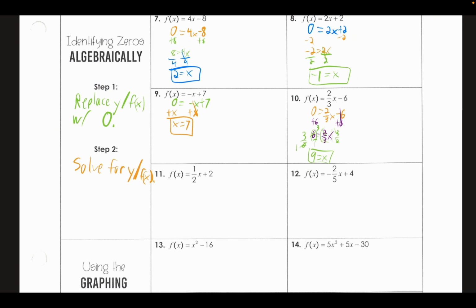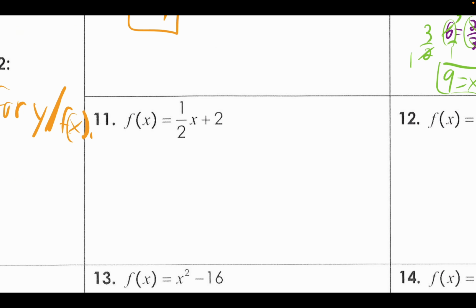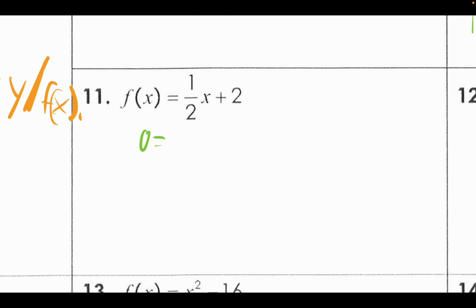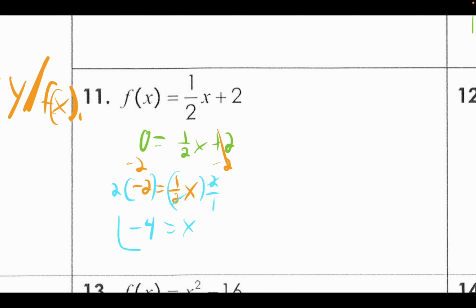On to number 11 here. Replacing f of x with 0 again, and we have 1/2 x plus 2. Subtract the 2 on both sides, and I end up getting -2 equals 1/2 x. Multiply by the reciprocal, which is 2 or 2/1. Those reduce, and I get x. On the other side, as I multiply by 2 or 2/1, I get -4.